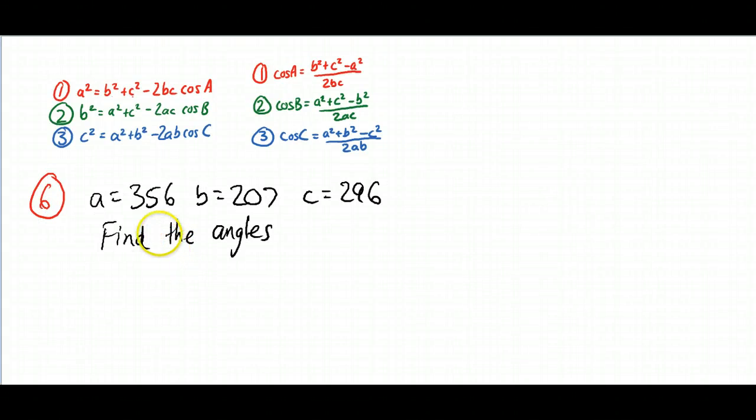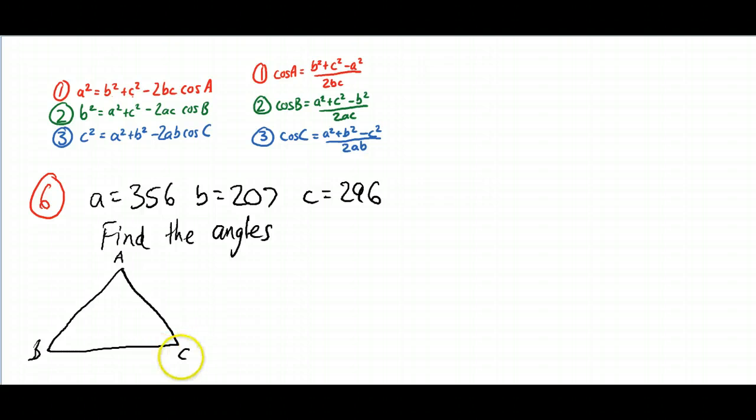Okay, in this question we've got 3 sides given to us, and we've got to find the angles for the rest of the triangle. So let's draw our diagram. Let's call this angle A, angle B, angle C, and side C, side B, and side A. Now we're given all 3 sides this time, so it's a little bit different to the last one. We've got side B is 207, side A is 356, and side C is 296.